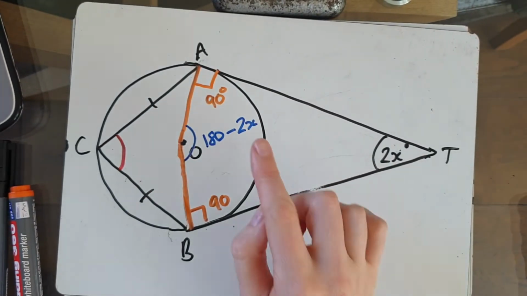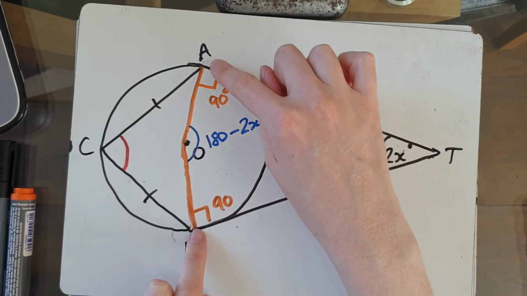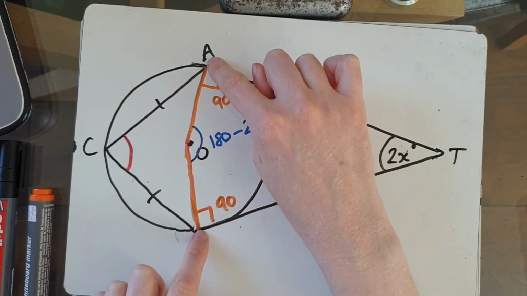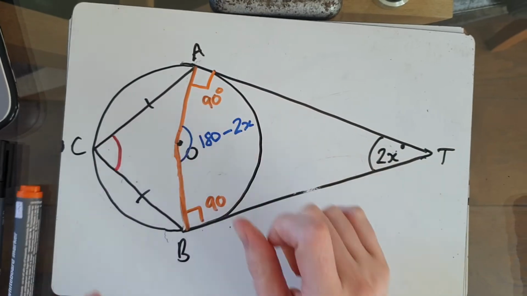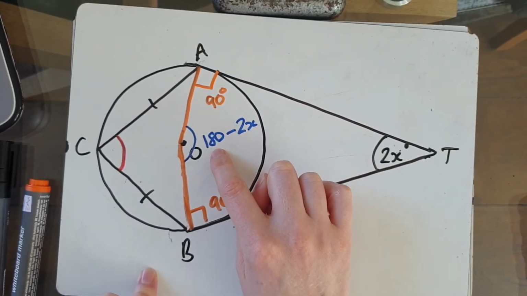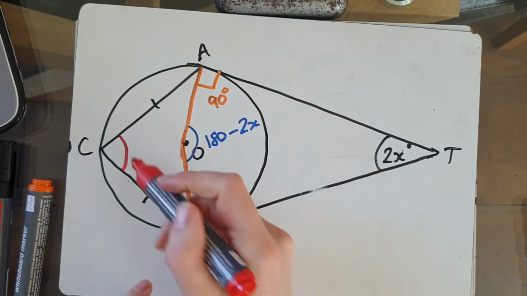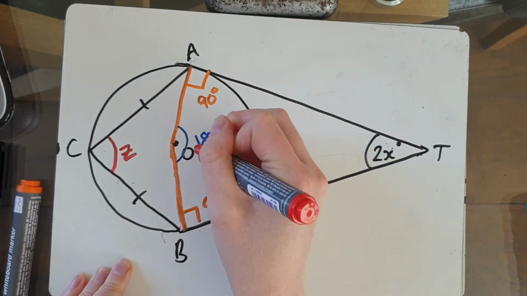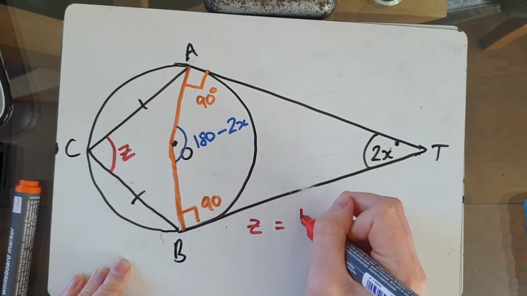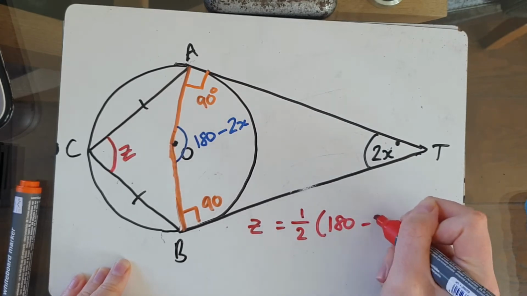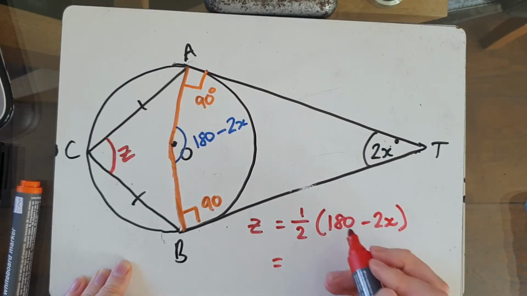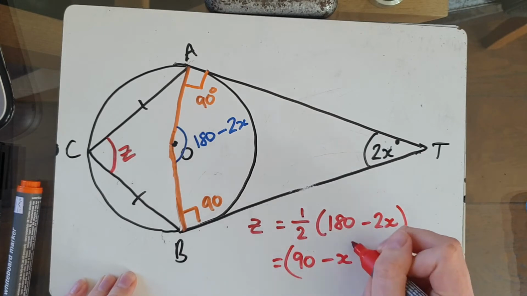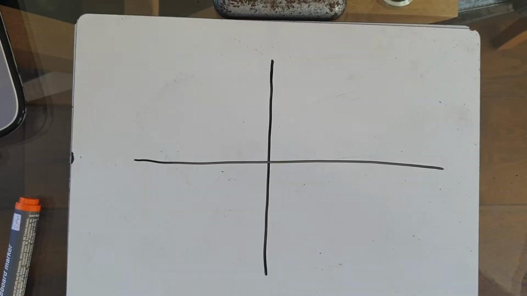Lovely. So this angle is subtended from these 2 points and it's at the centre. This angle is subtended from the same 2 points and it's at the circumference, which means this angle is twice as big as this angle. So this angle here, which I'm going to call Z, is equal to this angle halved. So half of 180 minus 2x. If I multiply that out, I get 90 minus x, which is exactly what the question wanted.